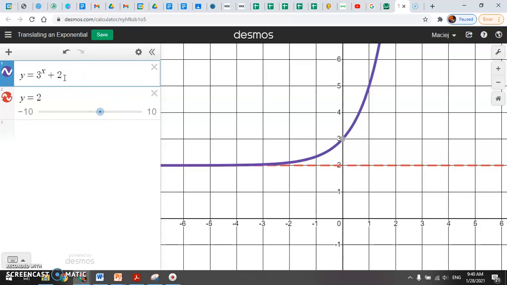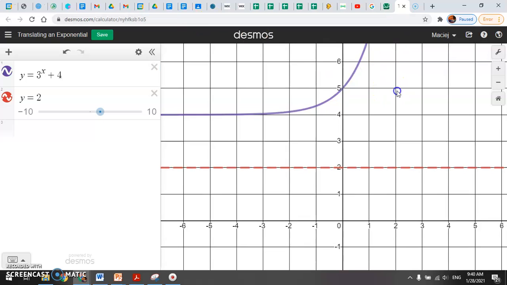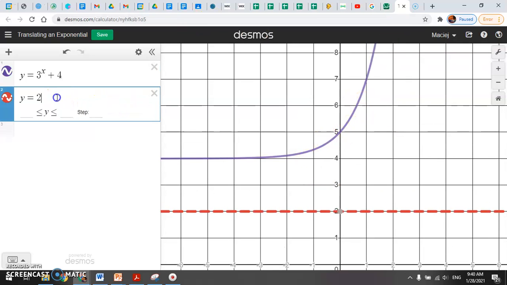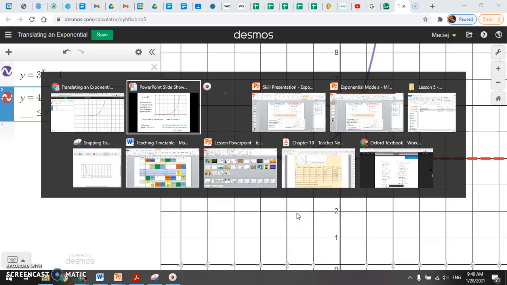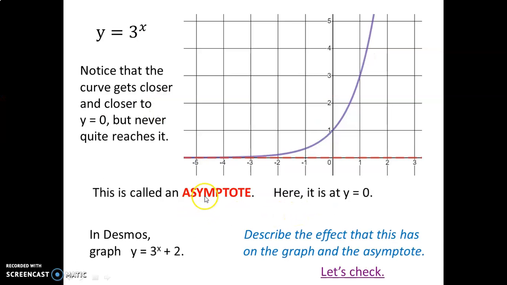Now I'm going to put plus 4, and I think we can predict where that's going to be. It's even higher. The curve moves up to plus 4, and now I should move the asymptote also up to y equals 4, because the curve will plateau there. So that number tells us all about the asymptote, and we already saw that in the tea problem, didn't we? Okay, so let's go on a little bit further here.